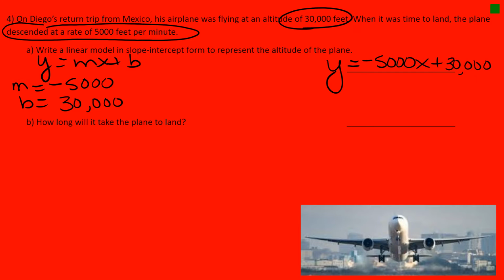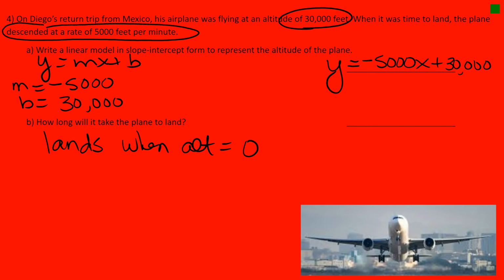Now it says, how long will it take the plane to land? Well, that's kind of a trick question because you have to think about it. How long will it take the plane to land? Well, when the plane lands, the altitude equals 0, right? The altitude is 0.